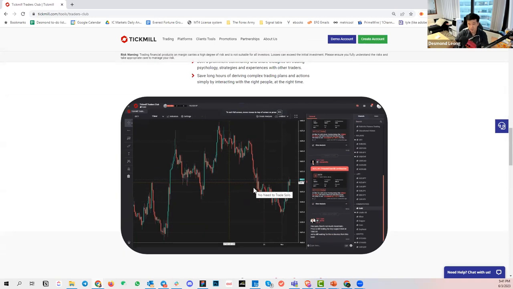And yeah, this is kind of how it looks. The nice thing is that you can actually look at the markets on one side and chat on the other side, right?